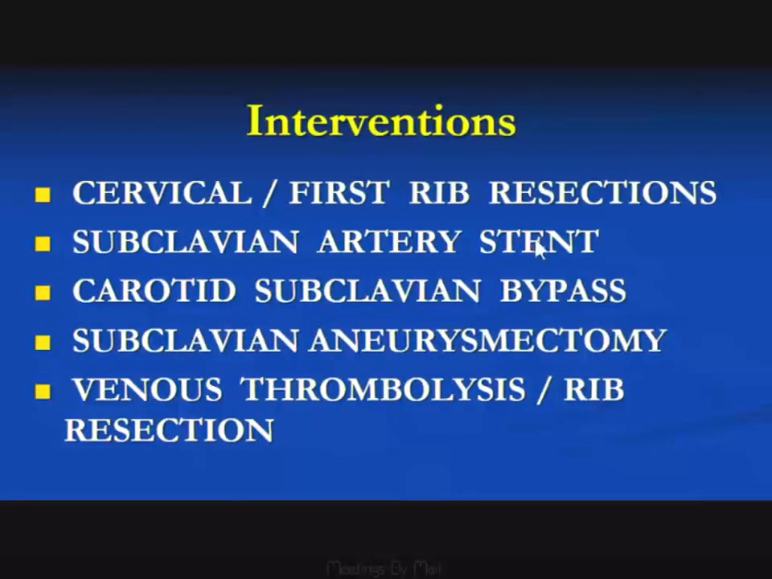So interventions, we've looked at clavicle and first rib resections, which often are very effective. Subclavian artery stent, which may have a problem with creating torsional stress on stents and creating in-stent thrombosis. In patients with proximal subclavian artery occlusions, another possibility is to do a carotid subclavian bypass. And all of these can be reevaluated postoperatively by CT angiography. Subclavian aneurysmectomy may be necessary in a patient who develops a stenosis of the subclavian artery that's associated with a poststenotic aneurysm, which can occur.